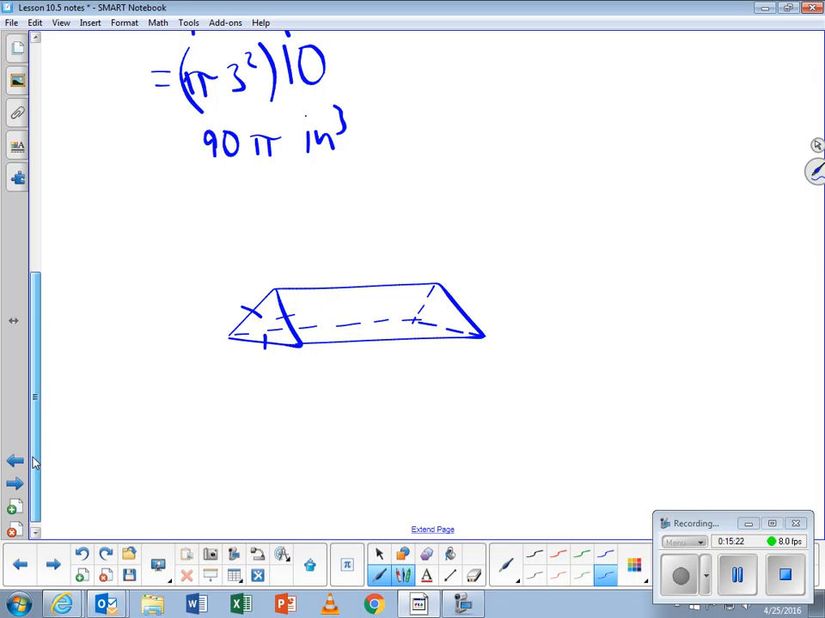Is this triangular prism sitting on its base? No. What shape is its base? Triangle. It's a triangle. Okay? Keep that in mind. If you want to find the volume of this, you're going to have to use the formula: volume equals base area times height.